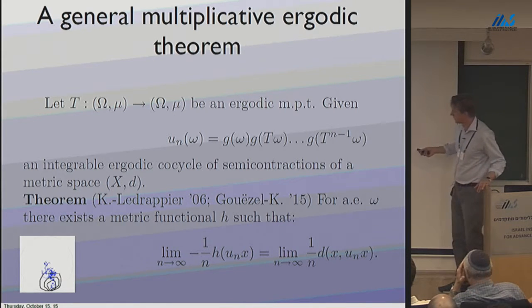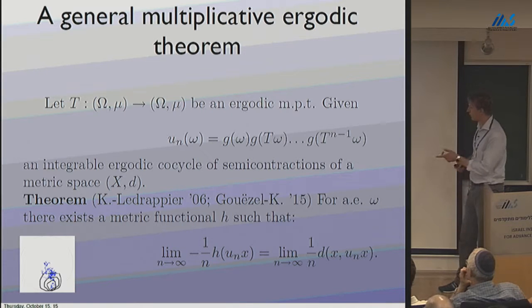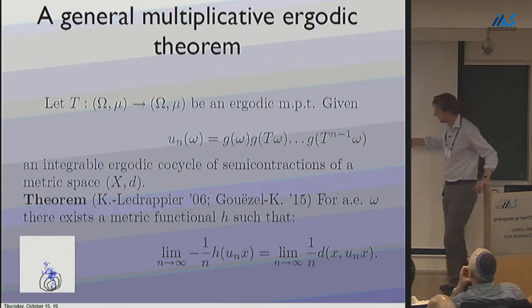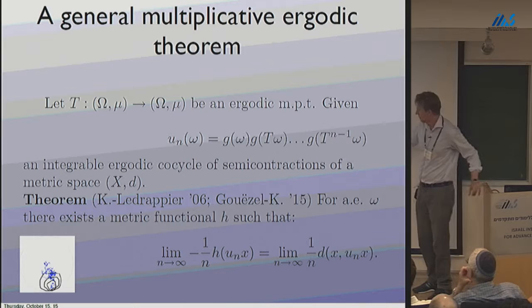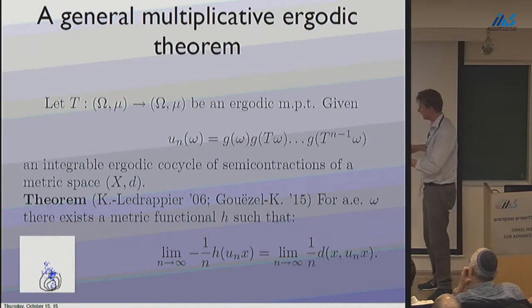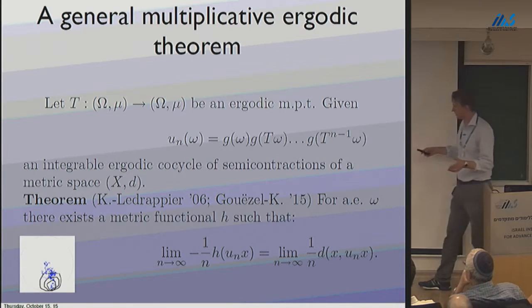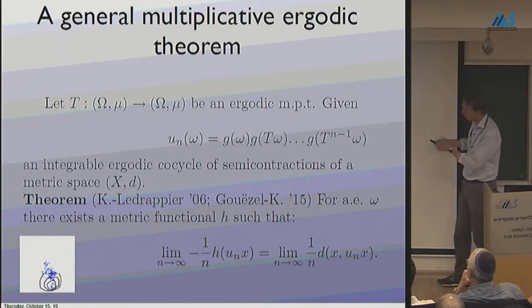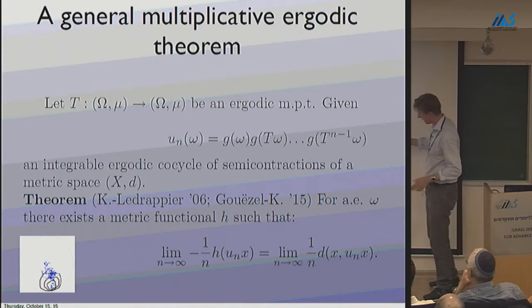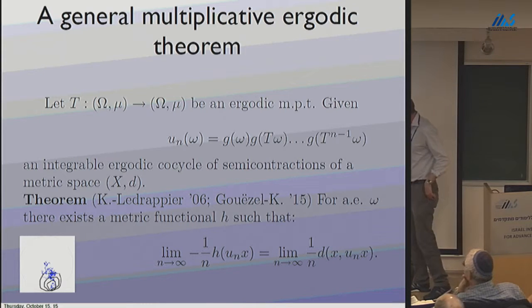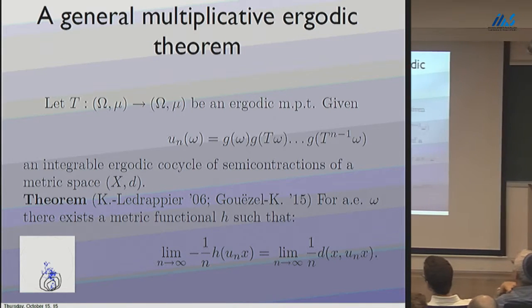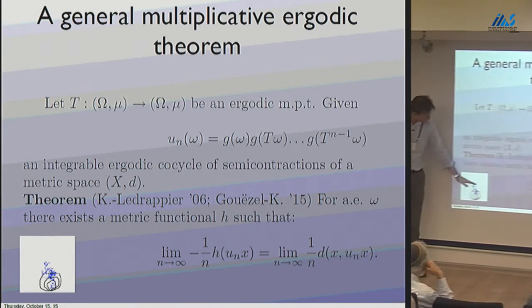And so the theorem, proved with Le Drapier in the case of isometries, and more recently with Sebastian Gouëzel this year, is that for almost every omega, there is what I call a metric functional. For the time being, this is what probably some of you know as a Horofunction, but I will recall and define this in a while, such that the trajectory, it may be displayed here, moves with the same rate as it escapes.